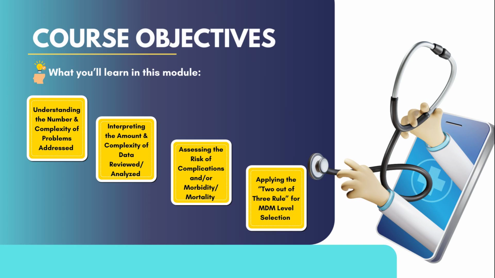In this module, we'll break down the three components of MDM. First, we'll explore how to categorize patient problems based on complexity. Then we'll discuss how to document the data reviewed and analyzed. Finally, we'll look at how risk is determined based on medical decision-making. We'll also introduce the 2 out of 3 rule, which is essential for determining the correct MDM level.